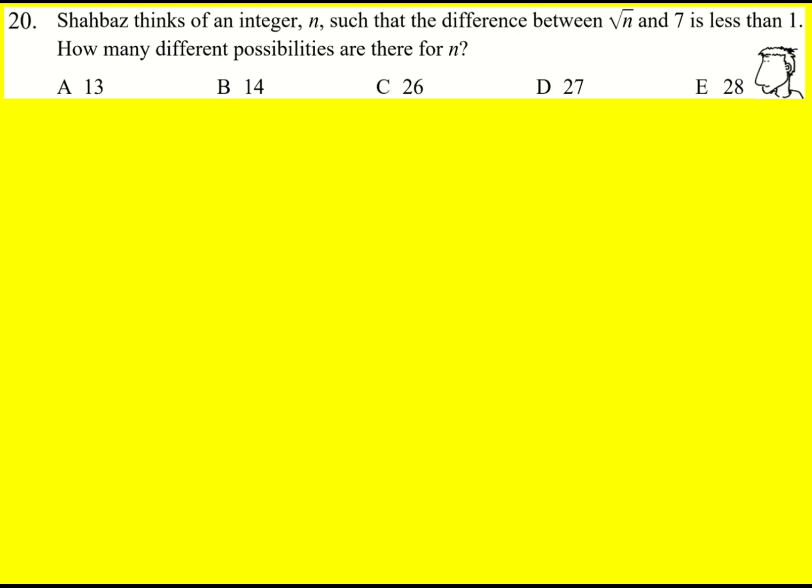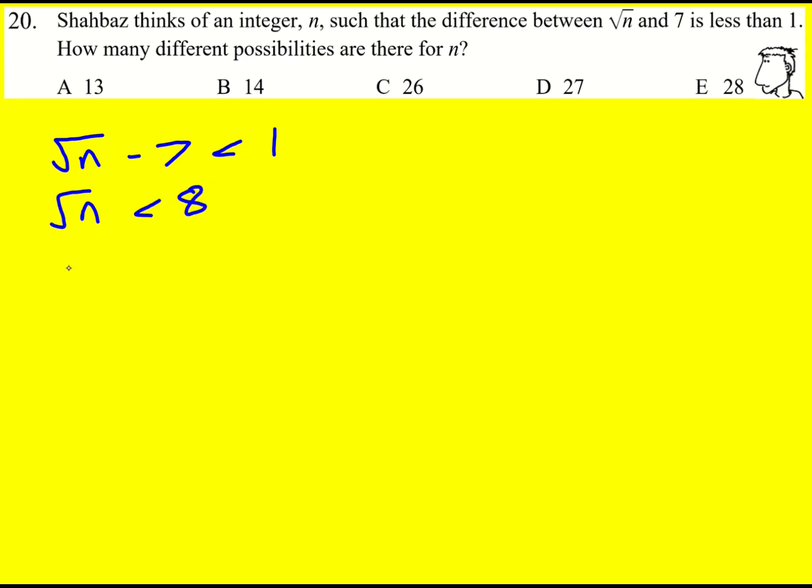Baz thinks of an integer n such that the difference between root n and 7 is less than 1. So if root n is greater than 7, it would be this way around. Root n minus 7 must be less than 1. That means that root n is going to be less than 8.